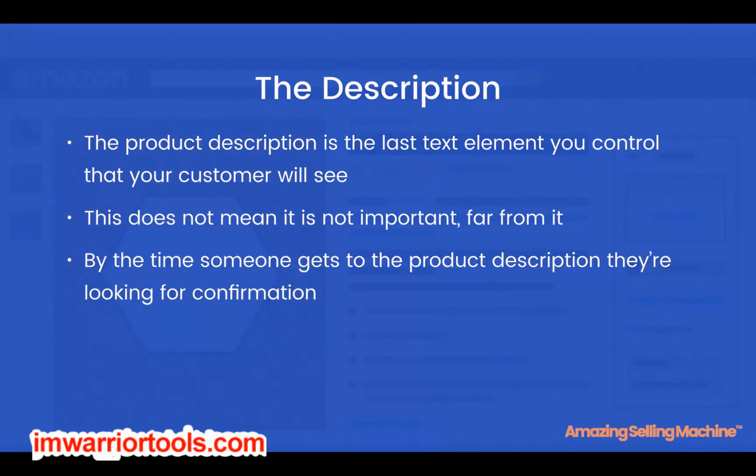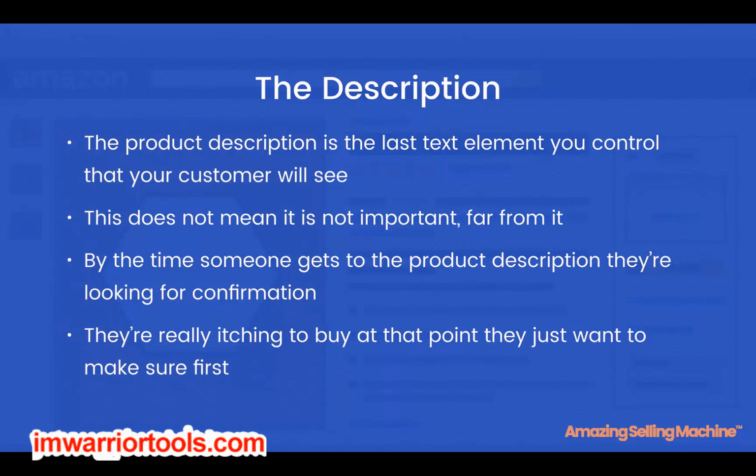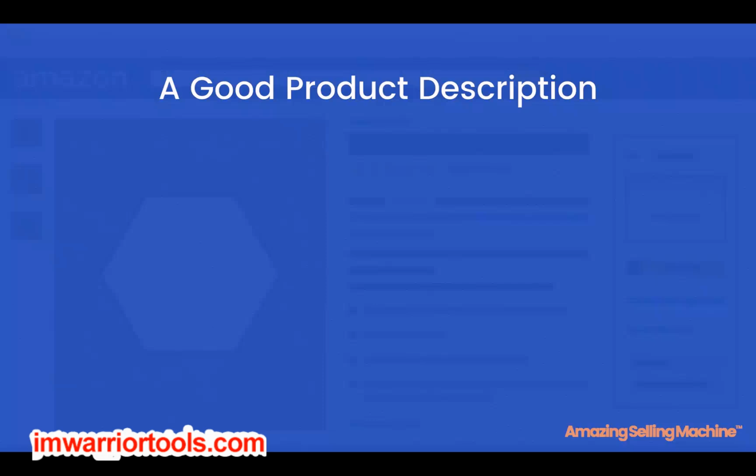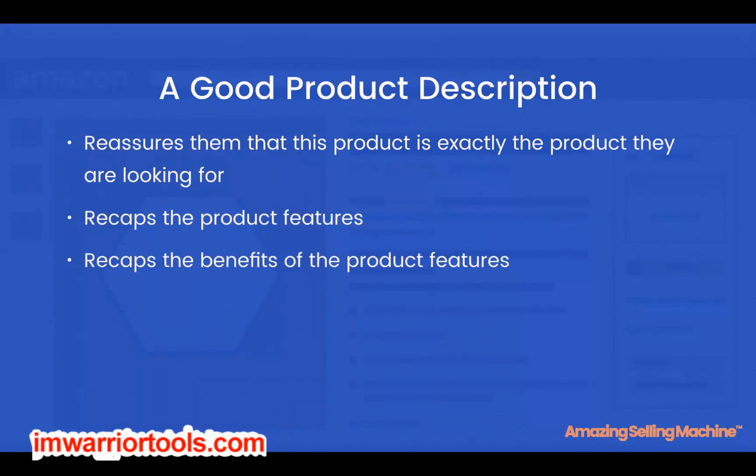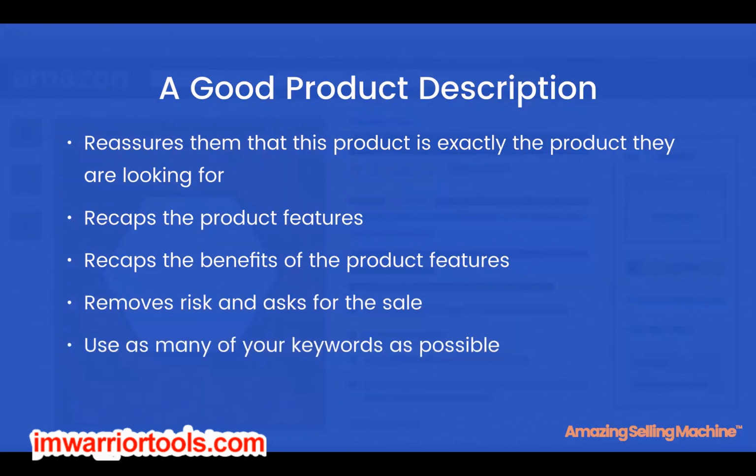By the time someone gets to the product description, they're looking for confirmation that they should buy this product. So they're really itching to buy at that point. They just want to make sure first. So what makes a good product description? Firstly, it reassures them that this product is exactly the product they are looking for. It recaps the product features and it recaps the benefits of the product features. And it removes risk and asks for the sale and uses as many of your keywords as possible. But again, do not just stuff the description with keywords.